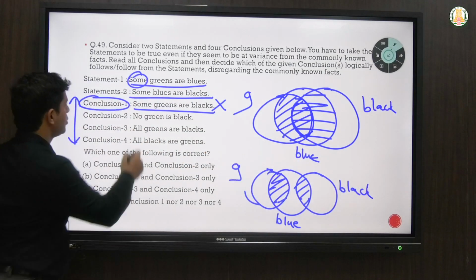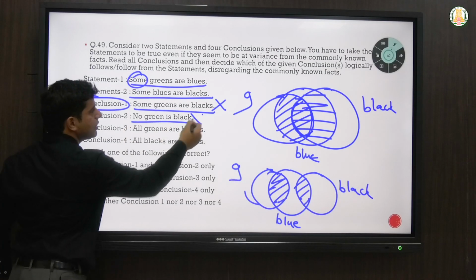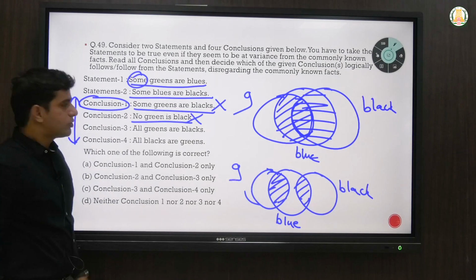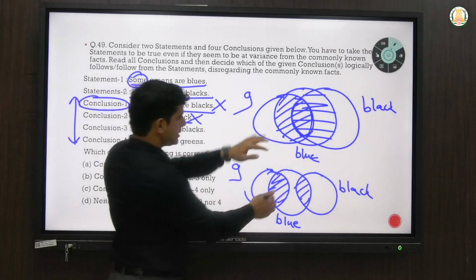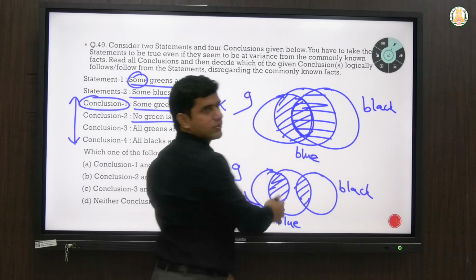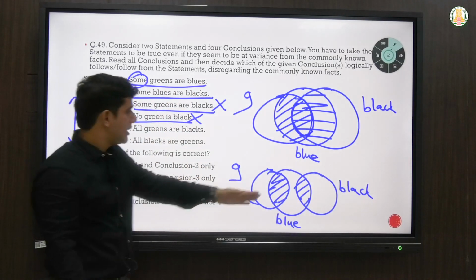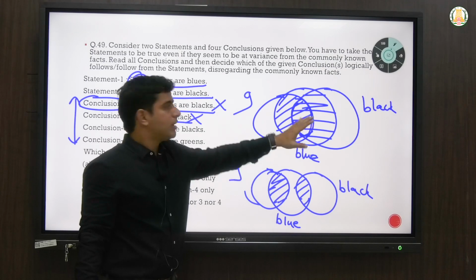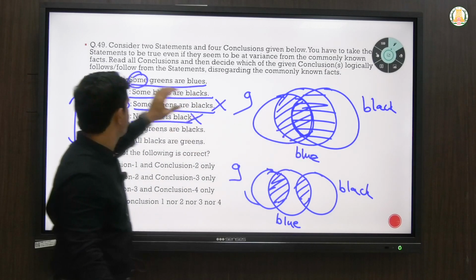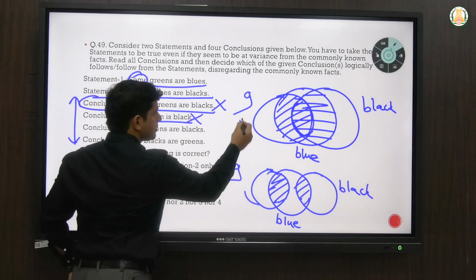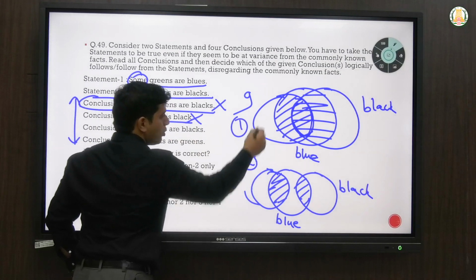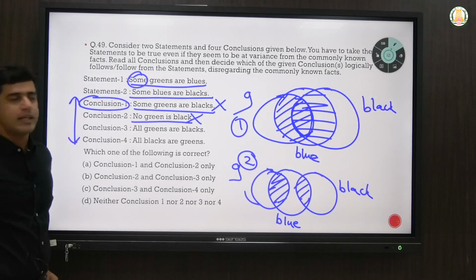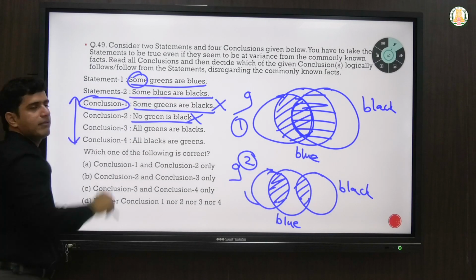But what is he saying? No green is black. This also is wrong, because you can find something in black and green common. So when you solve such questions, you should see the two extreme diagrams, where nothing is common and where you have something in common. This is case 1 and this is case 2. Now both cases are possible with the given information. This is the trick here.